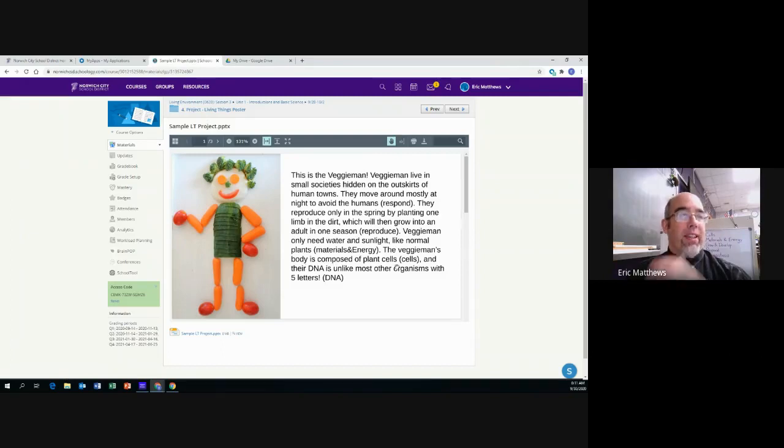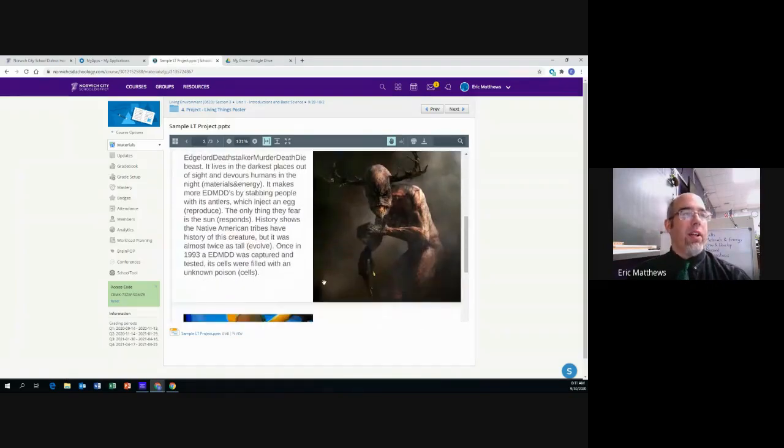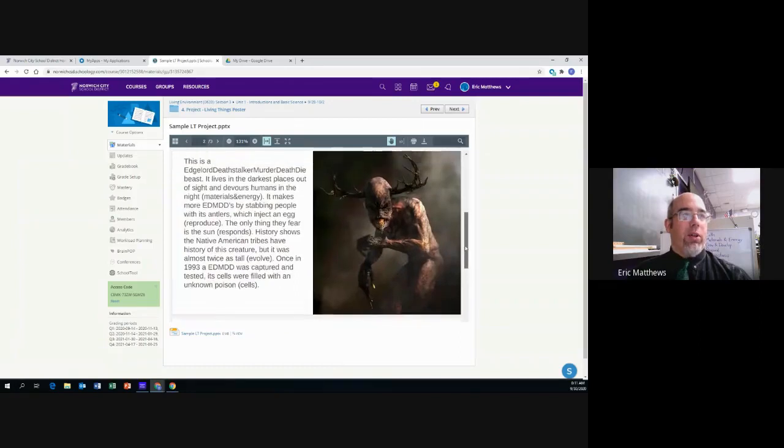Composed of plant cells. I don't see any cells. Their DNA is unlike other organisms with 5 letters, but I don't see their DNA. So here we're looking at a 3. Overall, this one would probably be right around a 3. It's acceptable, I guess. It falls short in a couple places, but it goes a little bit over in other ones. All right, here is those that prefer a creepier creature.